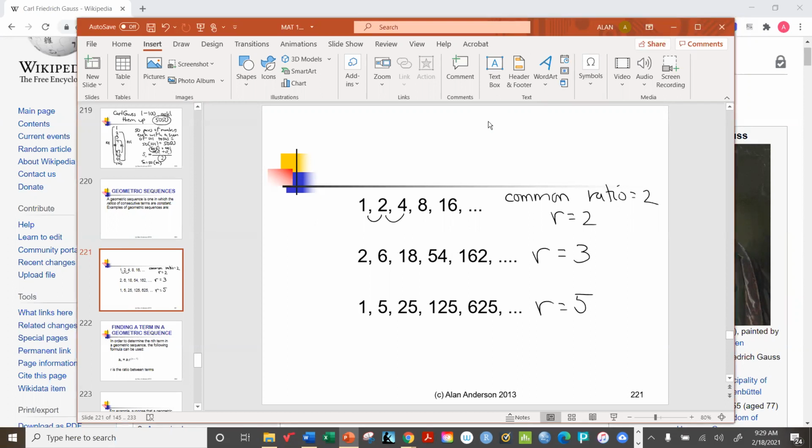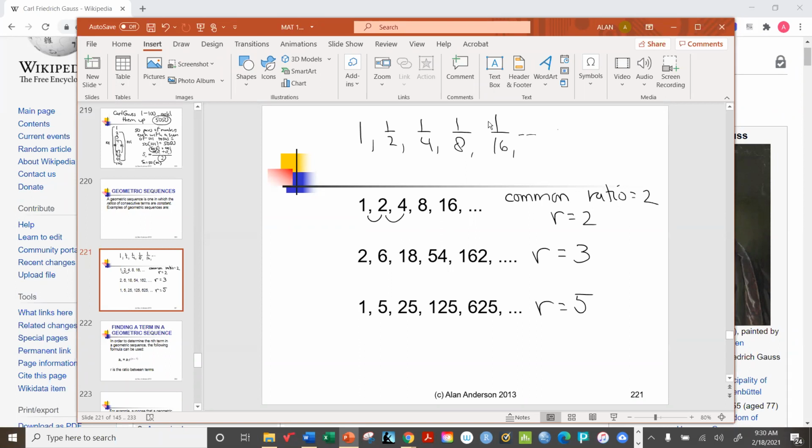Here, instead of adding a constant number, we're multiplying by a constant number. And you can see it's getting big fast. And that's how you can recognize it right away. You say, oh my God, look how big these numbers are getting. So I do want to point out here that just like with the arithmetic sequences, the ratio can be a fraction. For example, you could have 1, a half, a quarter, an eighth, a 16th.